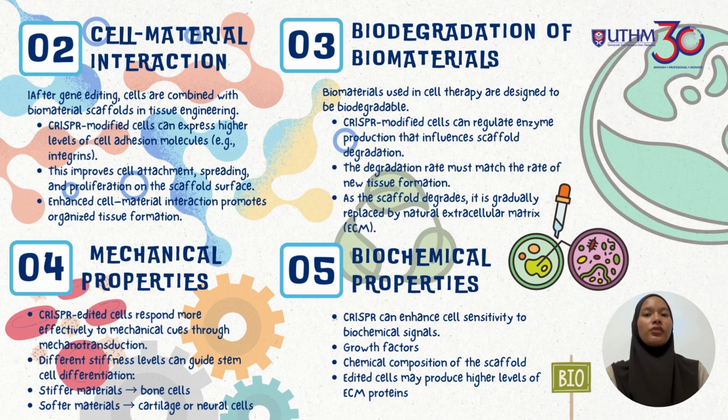Mechanical properties. CRISPR edited cells respond more effectively to mechanical cues through mechanotransduction. Different stiffness levels can guide stem cell differentiation. Stiff material, bone cell. Soft material, neural cell. Biochemical properties. CRISPR can enhance cell sensitivity to biochemical signals, growth factors, and the chemical composition of the scaffold. Edited cells may produce higher levels of ECM protein.